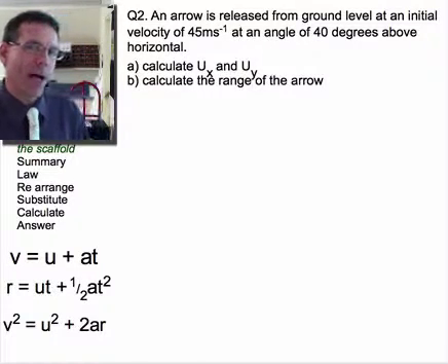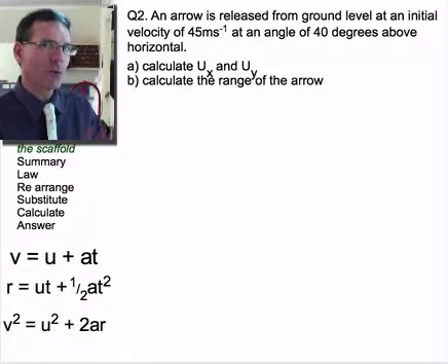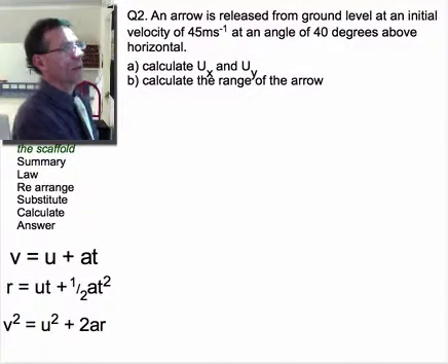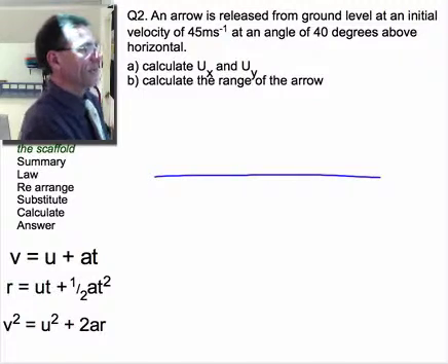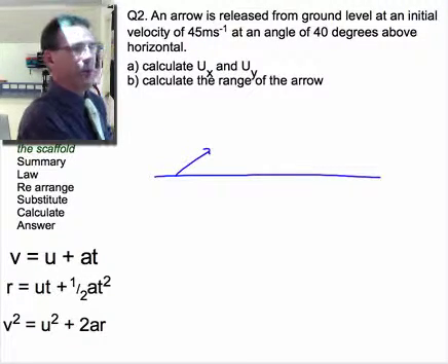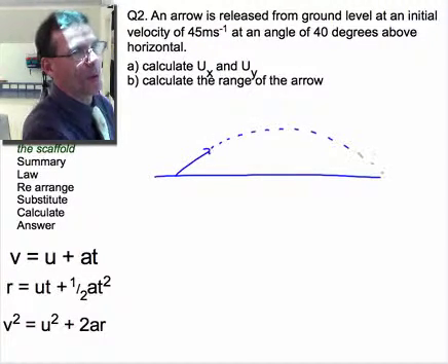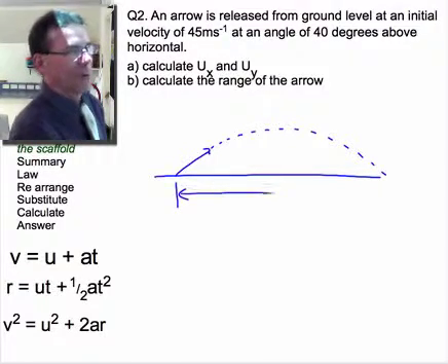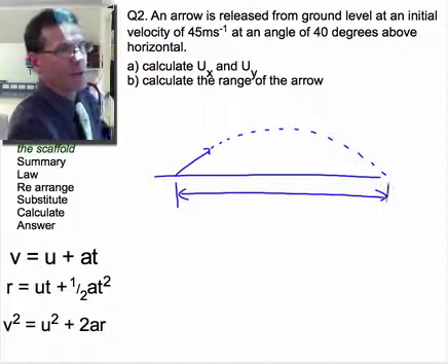This question gets a little harder now that we've got a horizontal component as well as a vertical component of the motion. So let's start with our summary step here. Here's the ground level. This arrow is fired with an initial velocity. It's going to follow a parabola. Ultimately, we're trying to find out what the range is, in other words, the distance it travels before it hits the ground again.